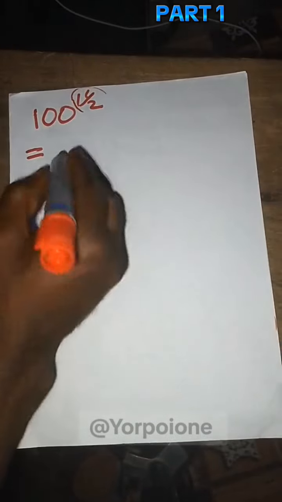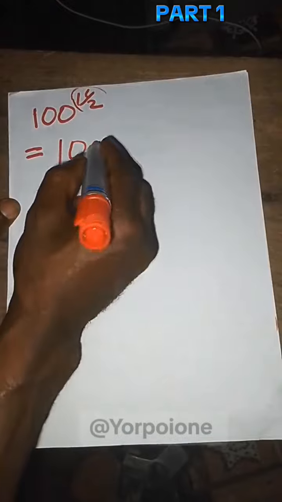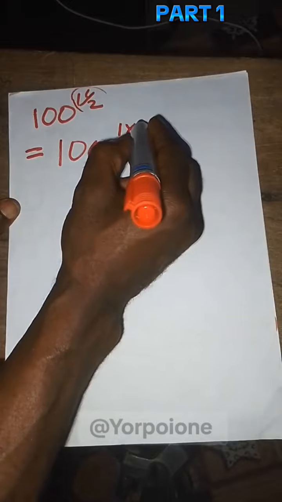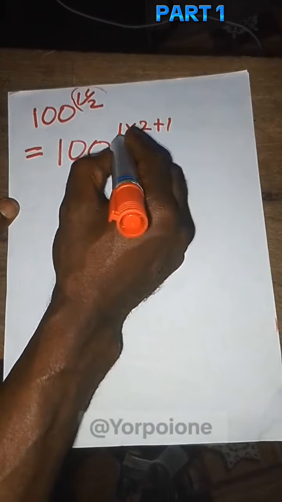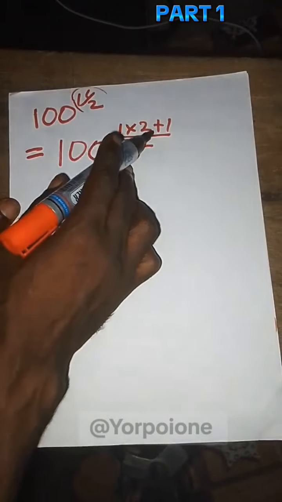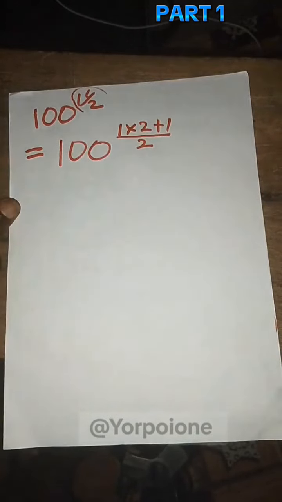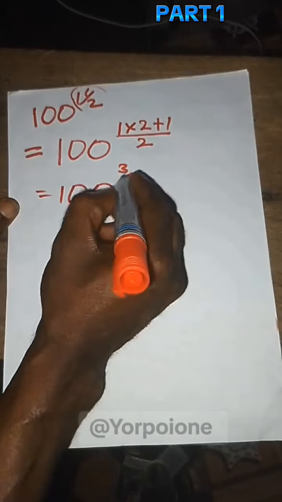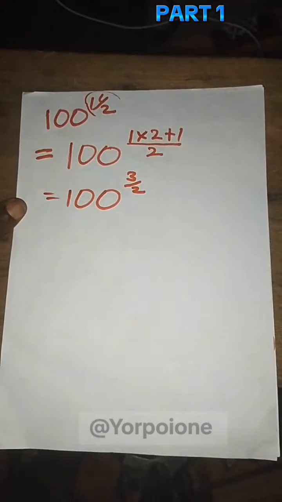That is to say, we have 100. We have to change this one to an improper fraction. That is, we multiply the whole number by the denominator and we add the numerator. That is 1 times 2, that is to the power 1 times 2 plus 1 all over 2. This is what we need to do first. So 1 times 2 here is 2, and 2 plus 1, we have what? 3. So we now have 100 to the power 3 all over 2, because we've changed this to an improper fraction.